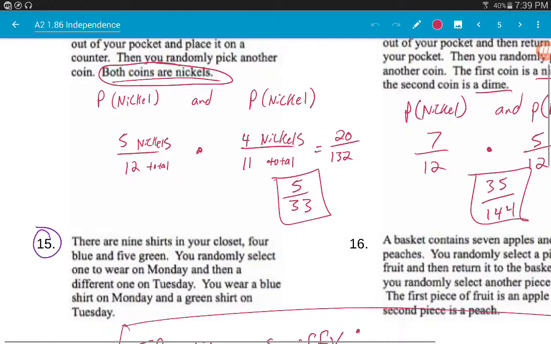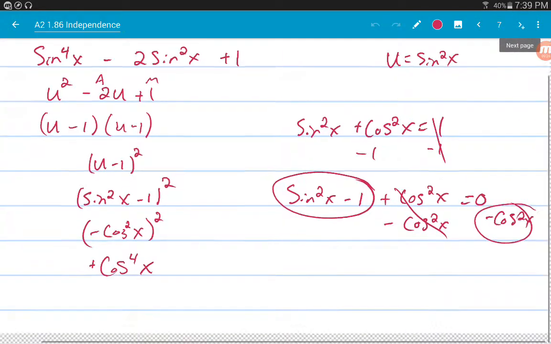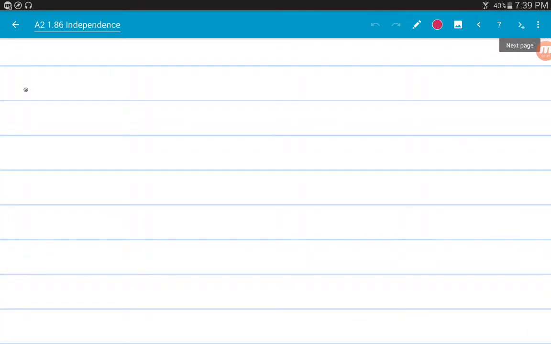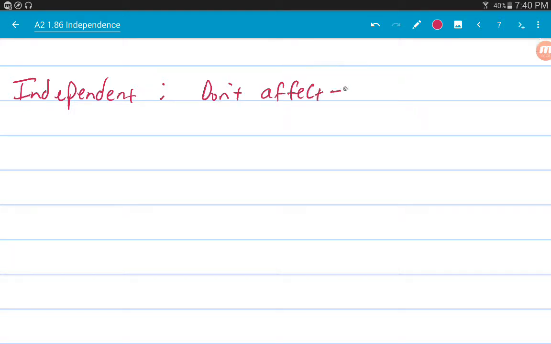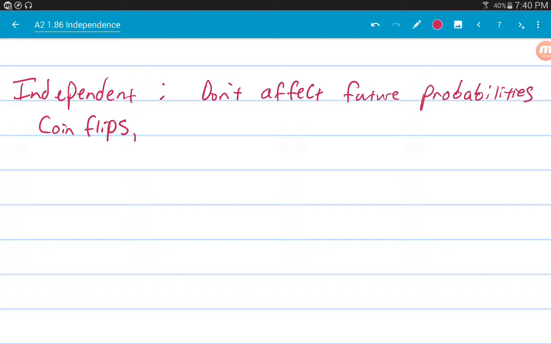So I'll give you some examples of that, just in case you're still having some issues with the understanding. Some examples might help. Independent trials are ones that don't affect each other. They don't affect future probabilities. Some of the things that are independent are coin flips. No matter how many times I flip a coin or what results I get, all of my future coin flips are still 50-50 chances.